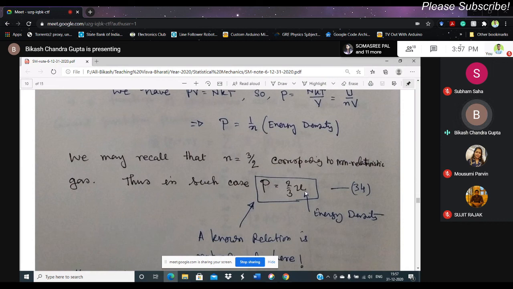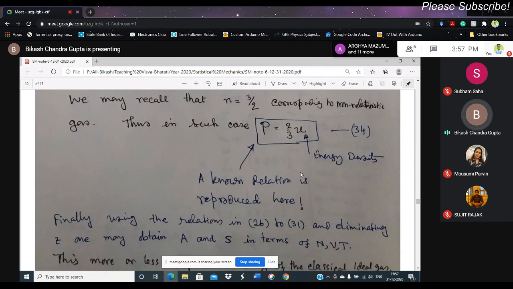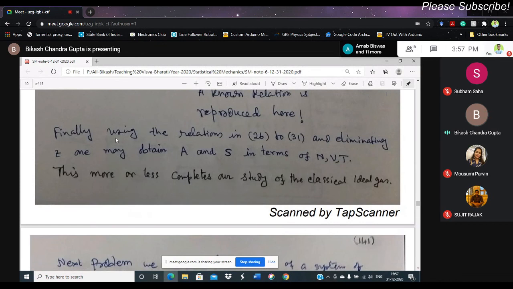P equals 2/3 of the energy density. This known relation is reproduced here. Finally, if we use the relations 26 and 31 and eliminate Z, we may obtain AS in terms of NVT.